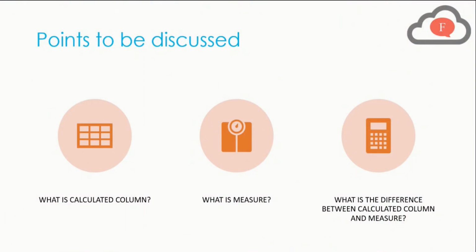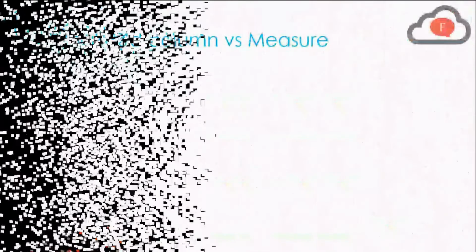So in this video we will particularly talk about 3 points. In the first topic, we will cover what is a calculated column. In the second, we will talk about what is a measure. And thirdly, we will tell you what is the difference between calculated column and measures. To understand this concept of Power BI Desktop, let us go further and see what actually a calculated column is.